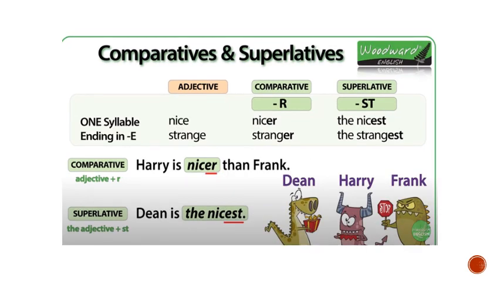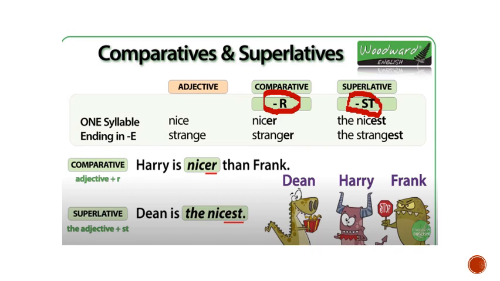So here we have the superlative form of the adjective fast. Here we have examples with one-syllable adjectives ending in e. Këtu kemi shembuj të mbiemrave njërokësh që mbarojnë me e. We have the adjective nice and strange. In comparative form, we add only r. Në shkallën krahasore ne shtojmë vetëm r. While in superlative form, we add st. So nice, nicer than, the nicest. Strange, stranger than, the strangest.